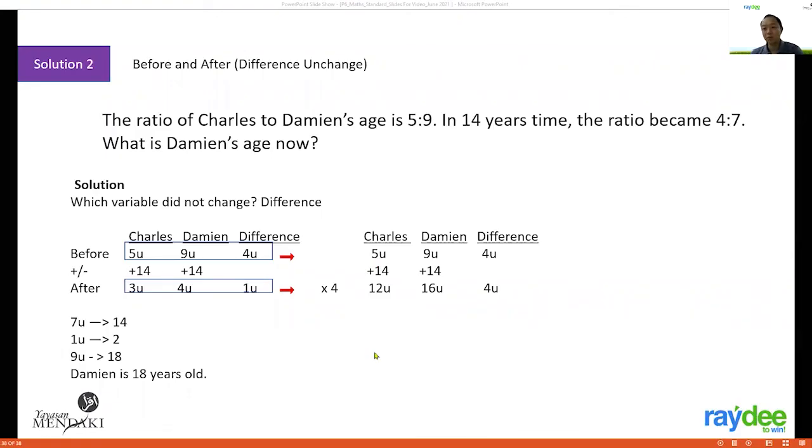Okay, so that concludes our heuristics for P6 standard.